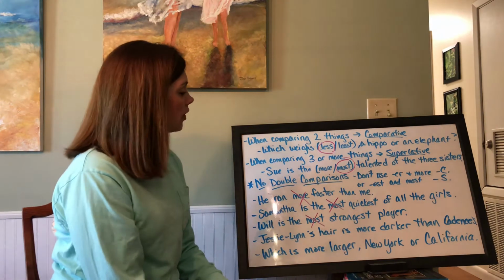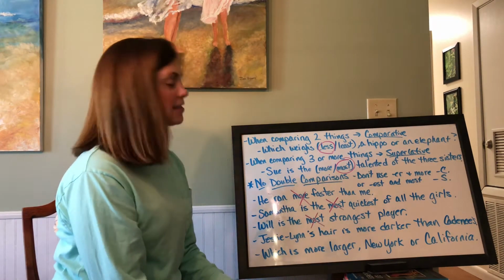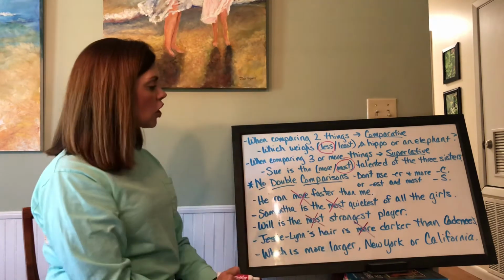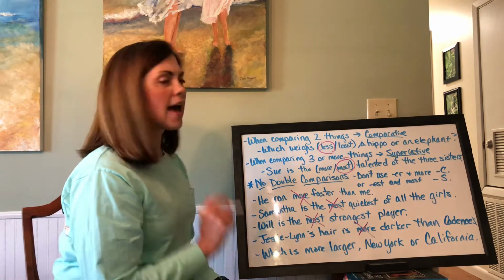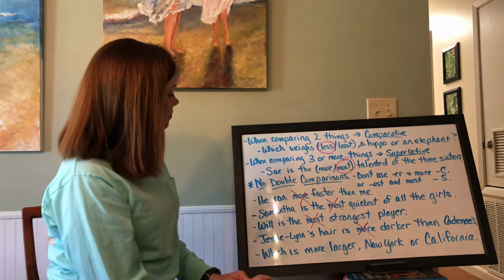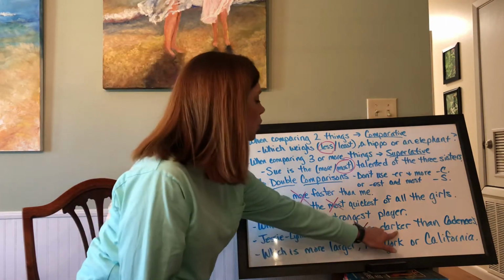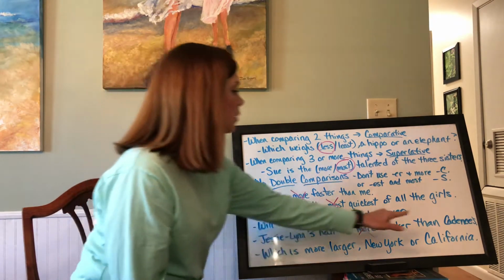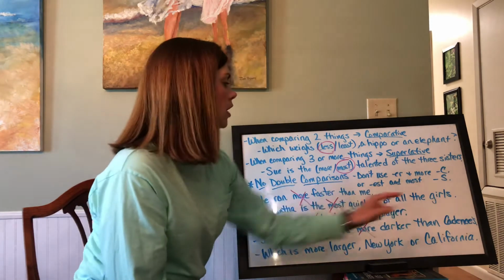Jessie Lynn's hair is more darker than Cadence's. I mean, we can tell that just doesn't sound right. So we're going to say Jessie Lynn's hair is darker than Cadence's. And I think it is Jessie Lynn. So here, you're just going to use darker. We wouldn't say darkest because we have two people being compared, or actually two types of hair.